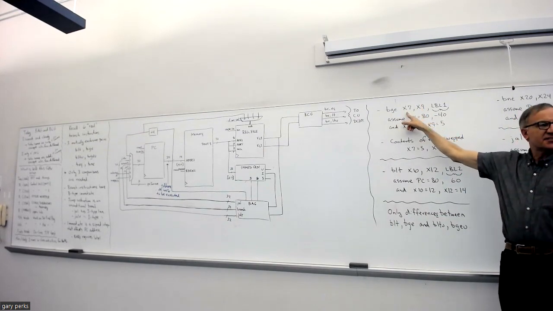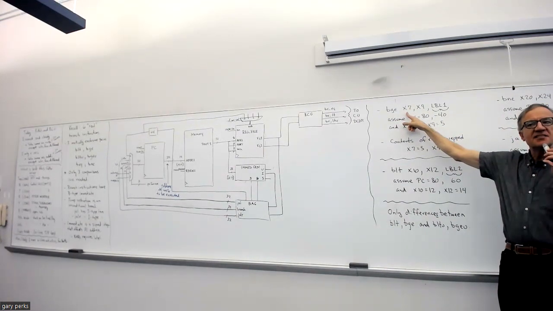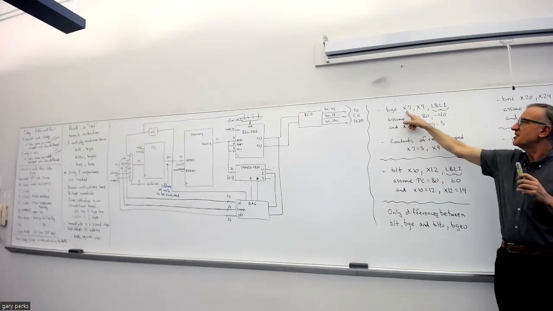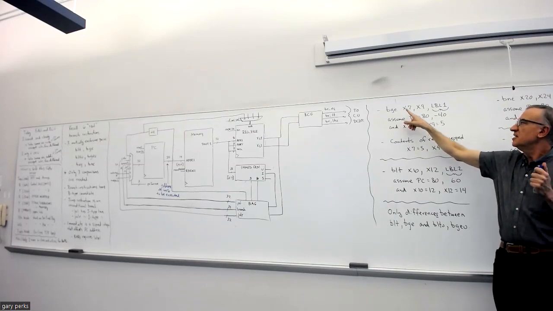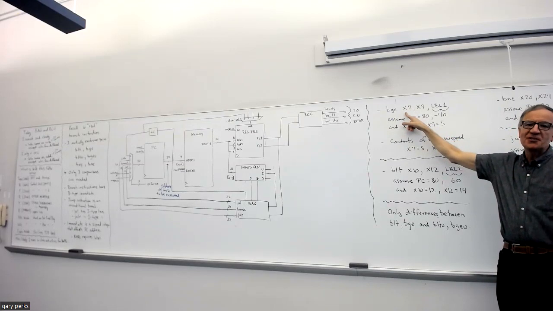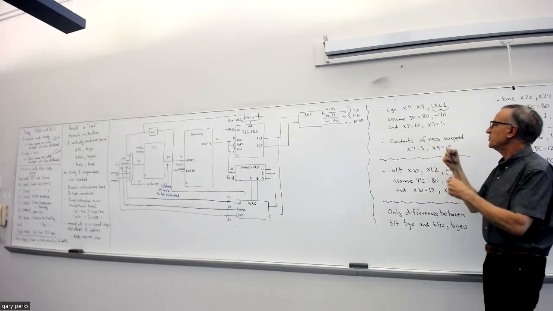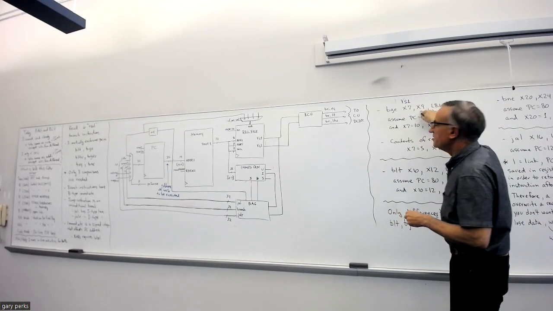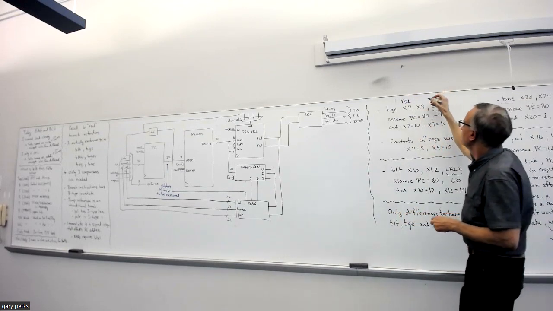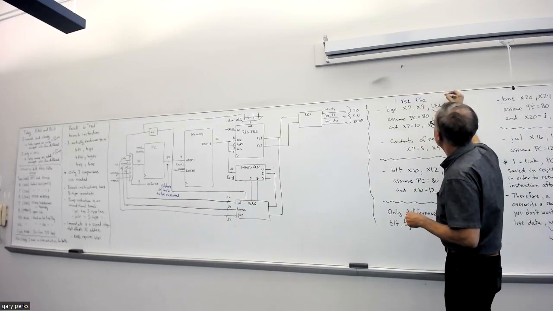Okay, so what's this X7? The destination register? Look at the instruction. For what we were doing last time, yes, this would be the destination register, but here it's what? Source 1. And what's this? Source 2. And then this is our immediate.